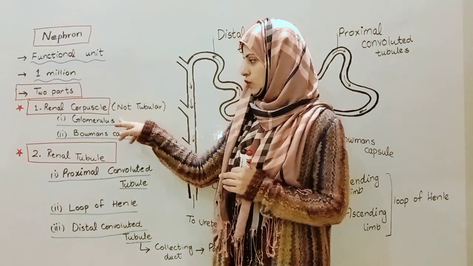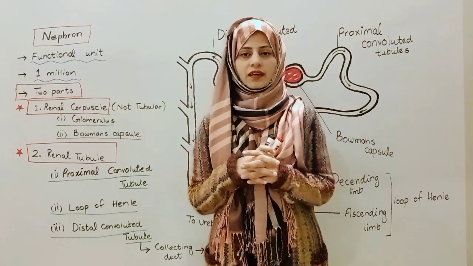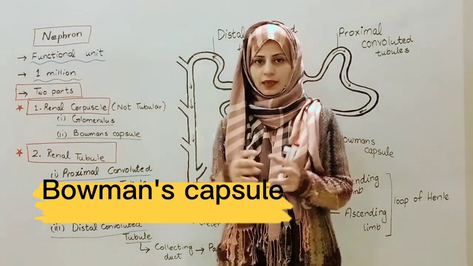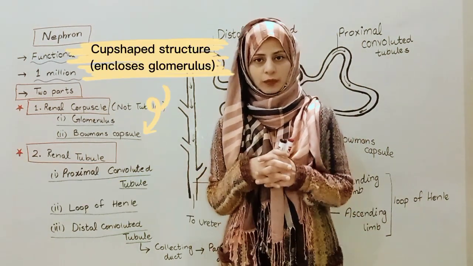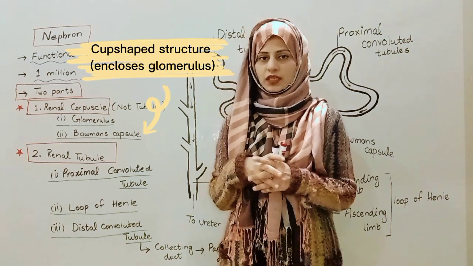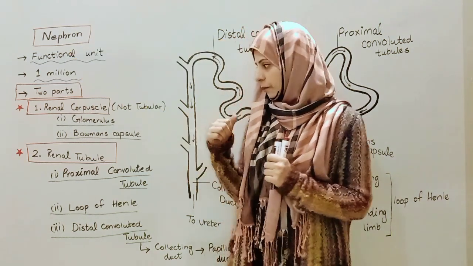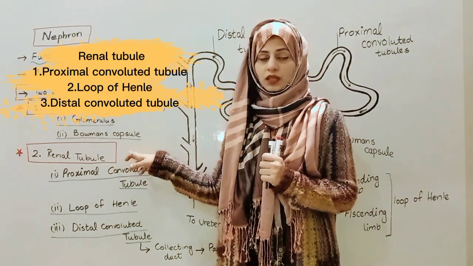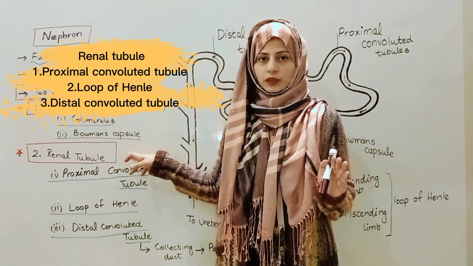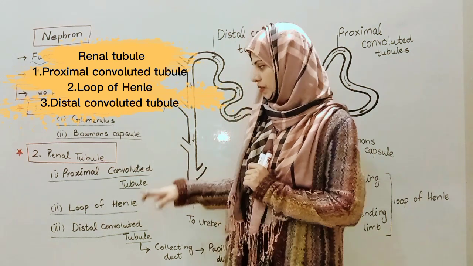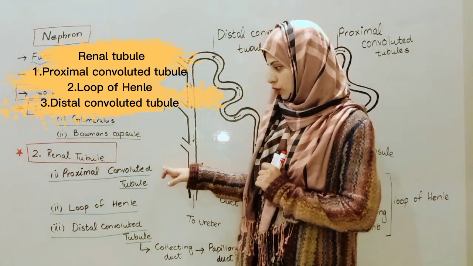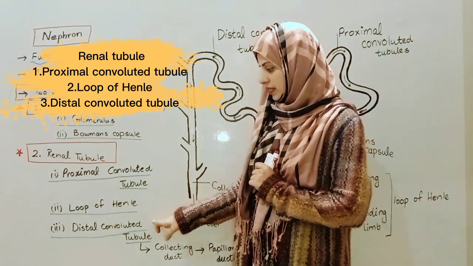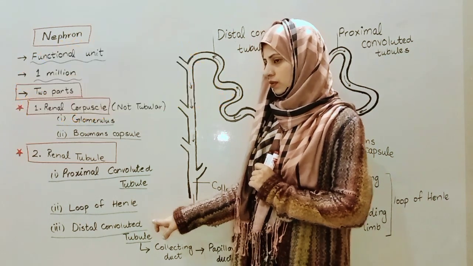If we talk about glomerulus, basically it is the network of capillaries. And if we talk about Bowman's capsule, it is a cup-shaped structure which encloses glomerulus. The other part of the nephron is renal tubule. It is in the form of tube. And it consists of basically proximal convoluted tubule, loop of Henle, and distal convoluted tubule.